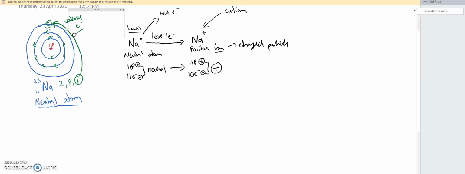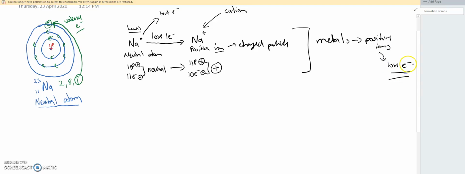Let's pick a non-metal this time. So just so we remember, this is a metal, and metals always form positive ions because they like to lose electrons. Okay, so it's really important. Metals, on the periodic table, are on the left side, and they always form positive ions. So if you know it's a metal, then you know that it's going to form a positive ion if it forms an ion at all.